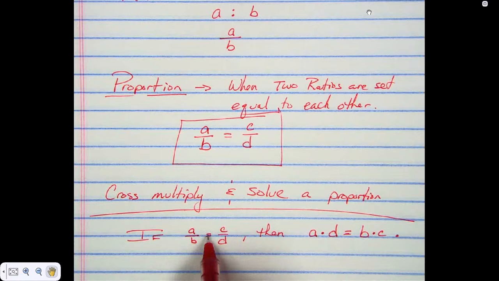However, it has to be in the form of a proportion for you to be able to cross multiply. Everybody always sees two fractions and thinks, oh, I can cross multiply. Well, not if you're adding them together. You can only cross multiply when they're a proportion, when they're set equal to each other. Okay?